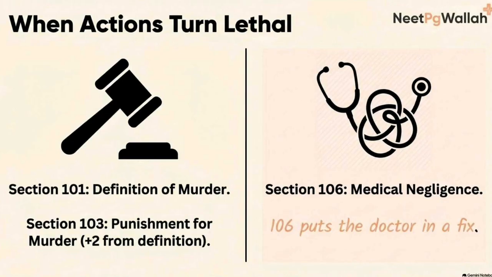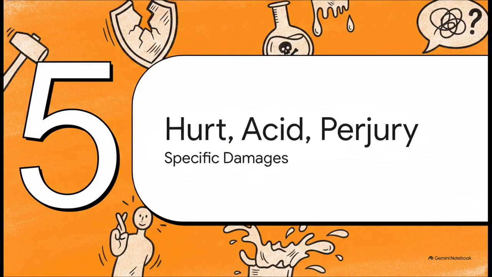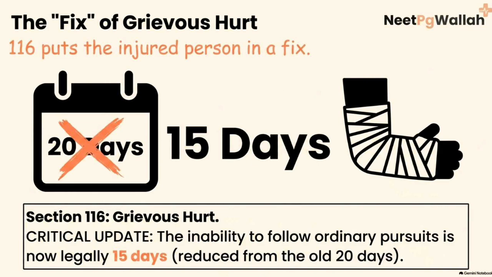If a doctor makes a grave error, they are in a fix. Section 106. Section 5, hurt, acid, and perjury. We're almost through the arsenal now. Just like 106 put the doctor in a fix, Section 116 puts the injured person in a fix for grievous hurt. The rhyming helps lock it right in, but here is the absolute must-know, super high-yield update for this year.